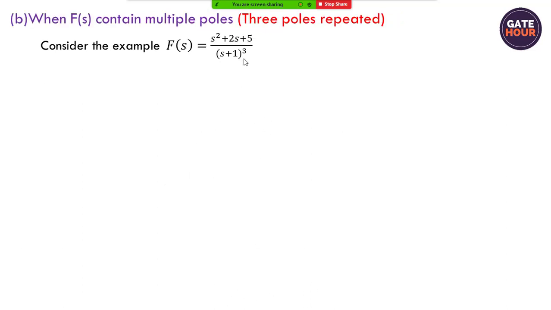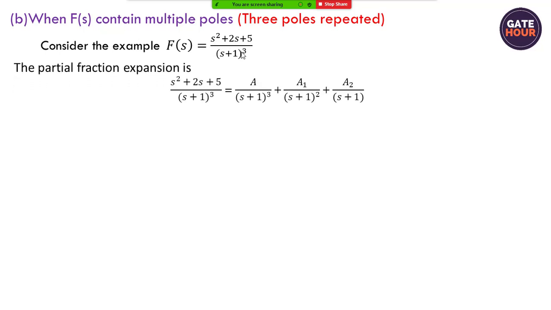Now, when 3 poles are repeated, what will be the partial fraction expansion? We know how to do the partial fraction of this one. It will be a by s plus 1 the whole cube plus a1 by s plus 1 the whole square plus a2 divided by s plus 1. Finding a1 we already explained last. A2 is different here. How will we find a? A is very simple. We cover this term, or erase it, and put s equal to minus 1. So a you will get simply as 4.